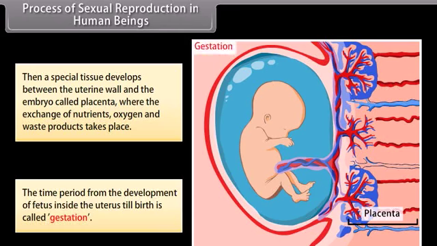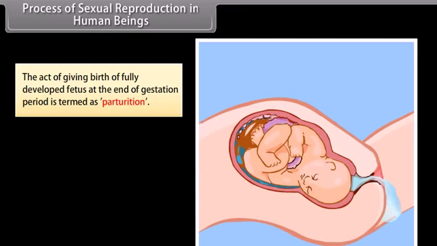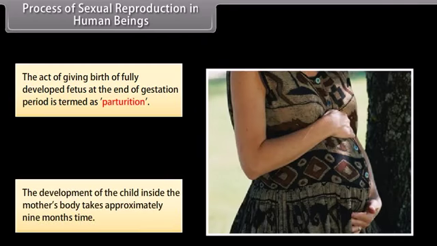The time period from the development of the fetus inside the uterus till birth is called gestation. The act of giving birth to the fully developed fetus at the end of the gestation period is termed parturition. The development of the child inside the mother's body takes approximately 9 months.